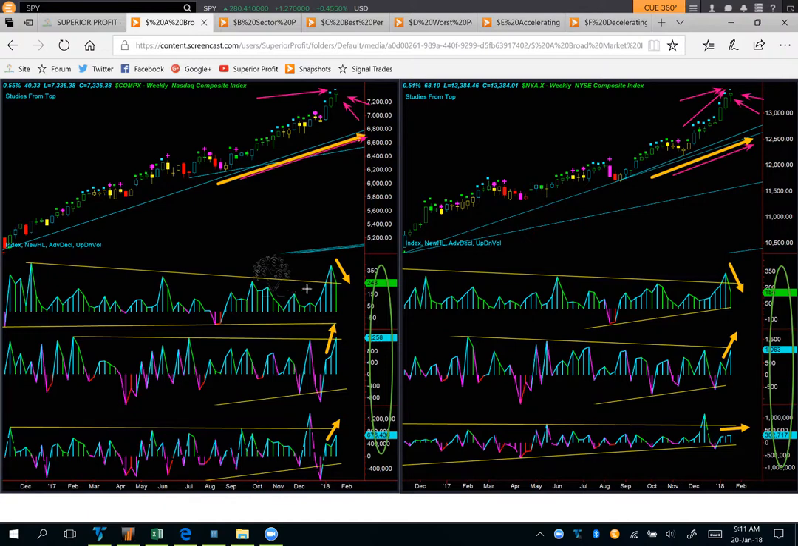In terms of internals, 4 of the internals, that is advance decline and up down volume, for both Nasdaq and NYSE went up.